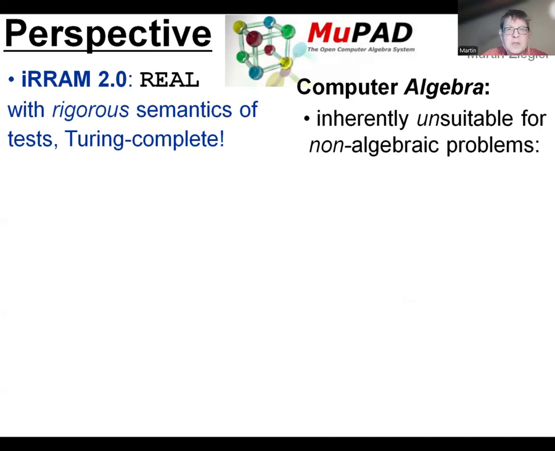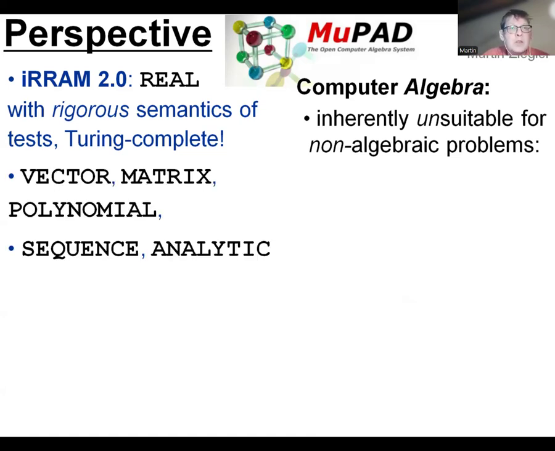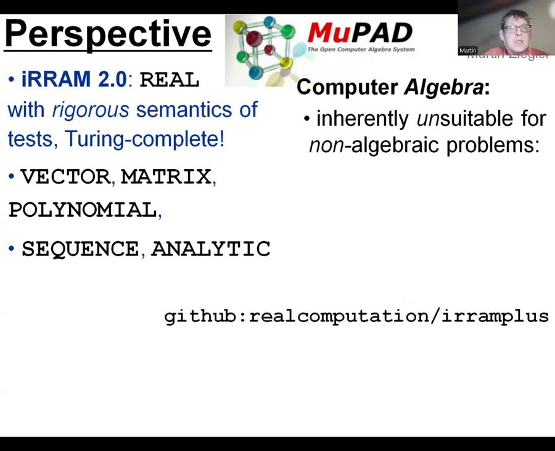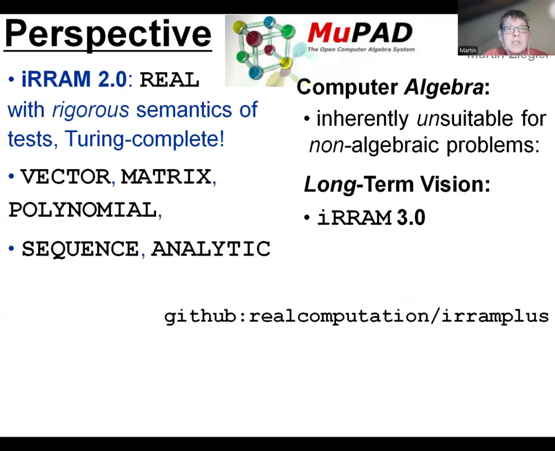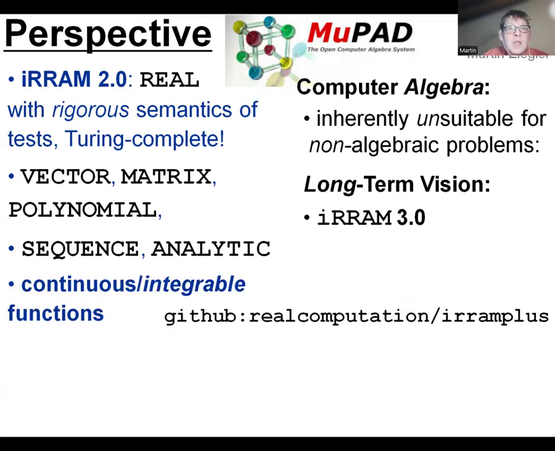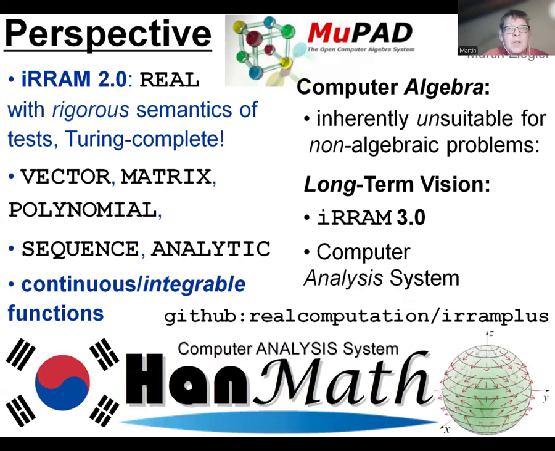It supports this real data type, mathematical real data type without rounding errors. Also real vectors, matrices, polynomial sequences, and analytic functions. We have extended this. You can download our extension from GitHub. In the long run, we imagine a new revision, iRRAM 3.0, that can process continuous and integrable functions efficiently using hardware acceleration. And all this will hopefully lead to a computer analysis system.